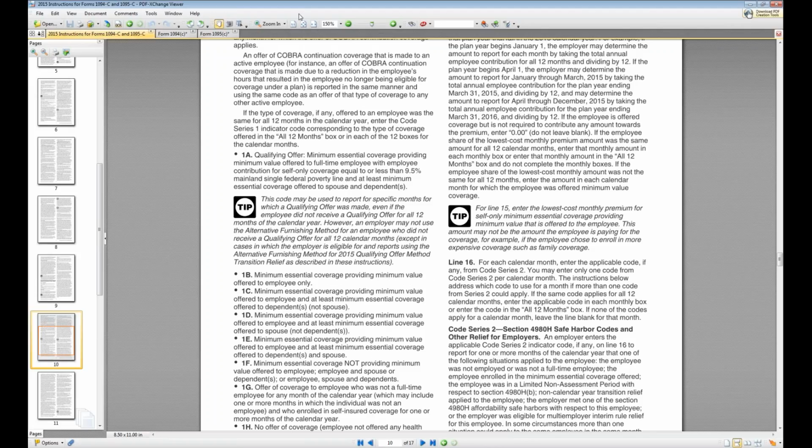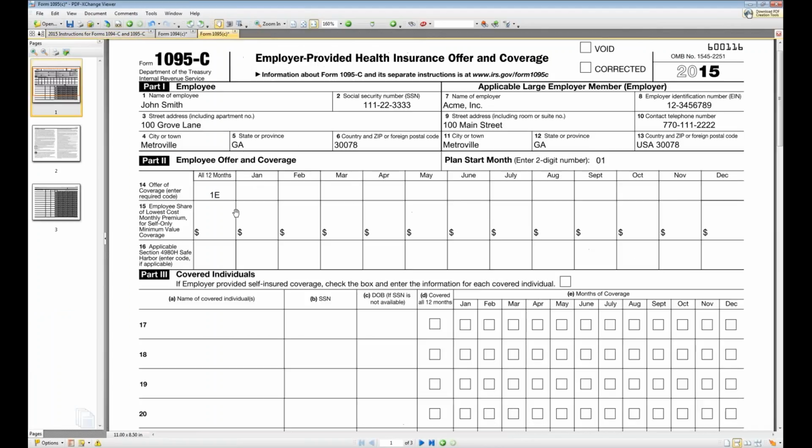So in my example, going back to the form, 1E, we offered coverage. It was not less than $93, so 1E is our code. The employee share is $125. We're going to put that in line 15. And also, John Smith enrolled. And if you recall, our enroll code is 2C.